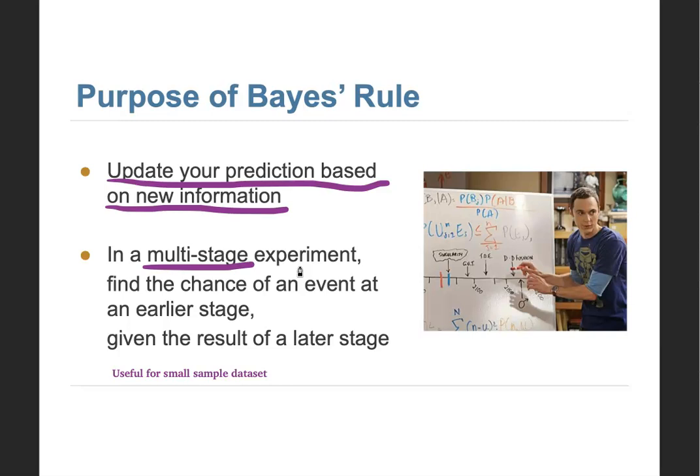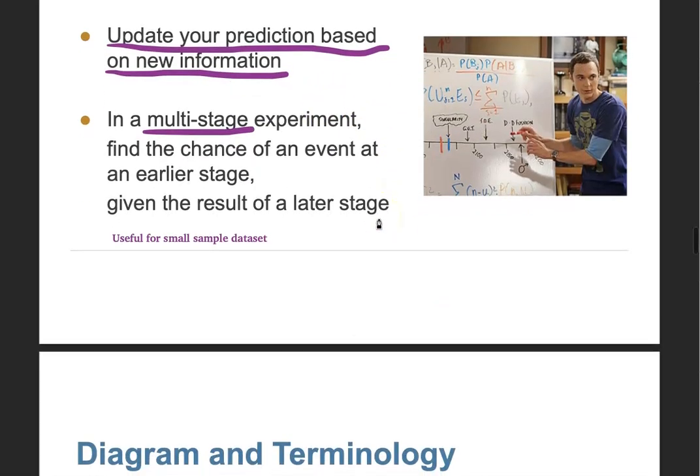Then we can find the chance for the event at the earlier stage, and then we give the result to the later stage. You can see the picture here is actually from The Big Bang Theory, where Sheldon talked about conditional probability. That's why we show you this picture. But let's continue with our example to see how we use Bayes rule to find our probability.